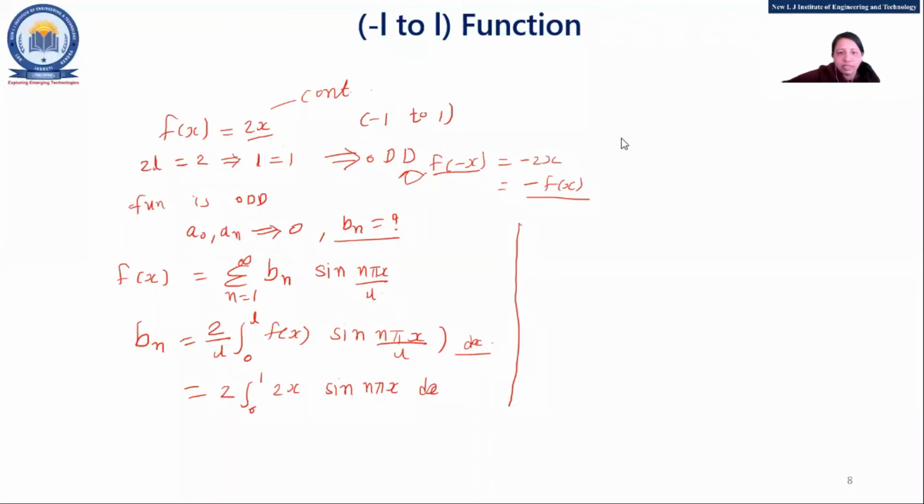One student says the screen is not visible. Is it like that? Just let me know in the chat box. Screen is visible, na? Okay, fine, it is visible. Okay, answer of Bn is what?